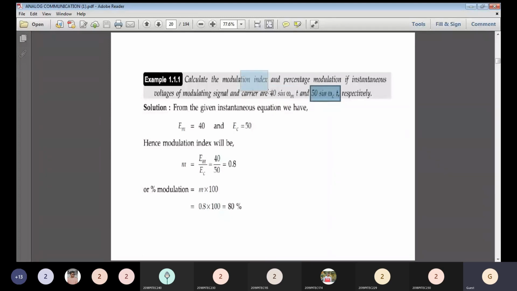From the given problem, write the values. The amplitude Em of the modulating signal is 40, and the amplitude of the carrier signal is 50. Next, write the formula. The modulation index formula is m equal to Em by Ec. Directly substitute the values: 40 divided by 50 equal to 0.8. So the modulation index is calculated. All of you check your answer. Next, percentage modulation is equal to m into 100. So 0.8 into 100 is equal to 80%. So the modulation index and percentage modulation calculation is over.